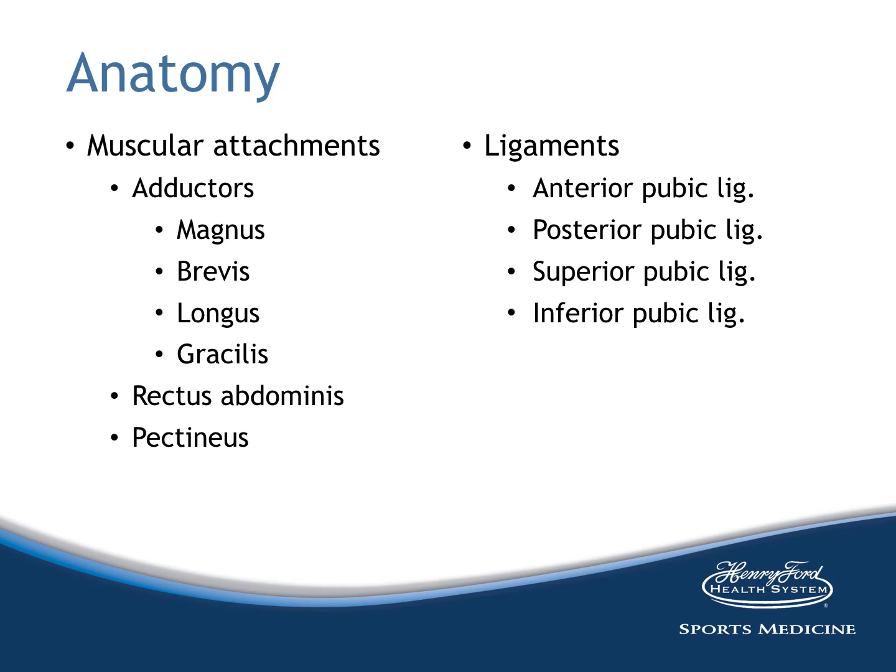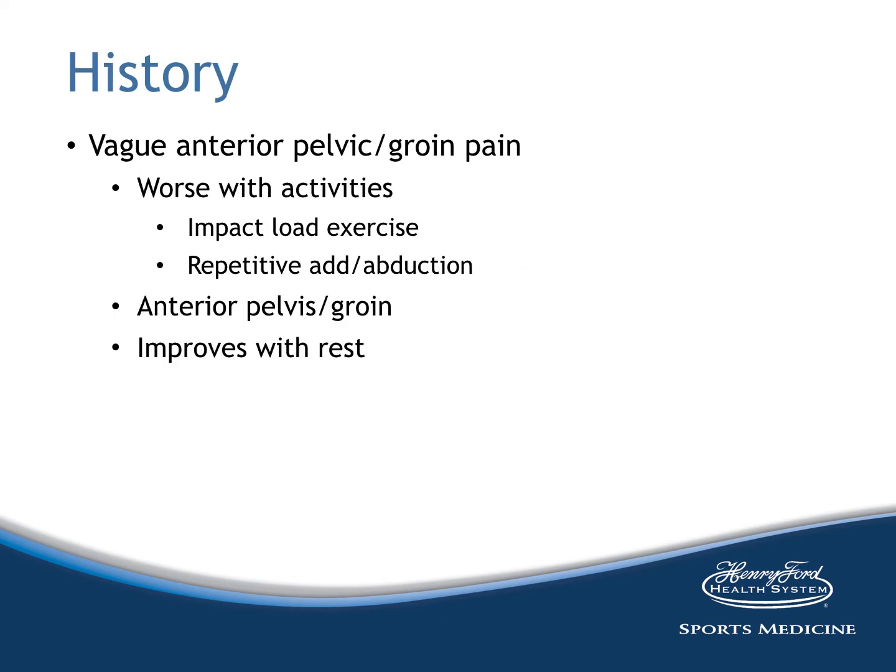When we look at the anatomy, there's a great deal of muscular attachment in the region. The adductors, the rectus abdominis, the pectineus, and ligamentous structures also abound. The athlete with osteitis pubis will often present with vague anterior pelvic or groin pain, which is worse with activities, especially impact load activities or repetitive adduction-abduction activities. The pain is typically improved with rest.